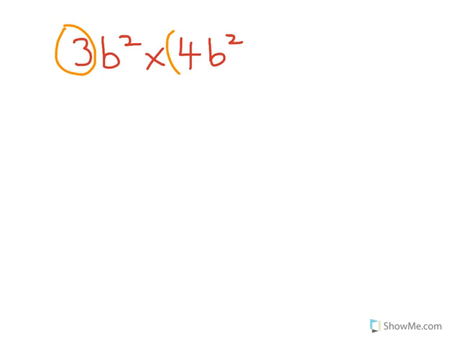So a more complex question might be 3b squared times 4b squared. So we've got these whole numbers here. There's a whole number, there's a whole number. They get multiplied as normal. 3 times 4 gives you 12. And then, as we just discussed a moment ago, the powers of the b's will be added together. So that will be b to the power of 4.